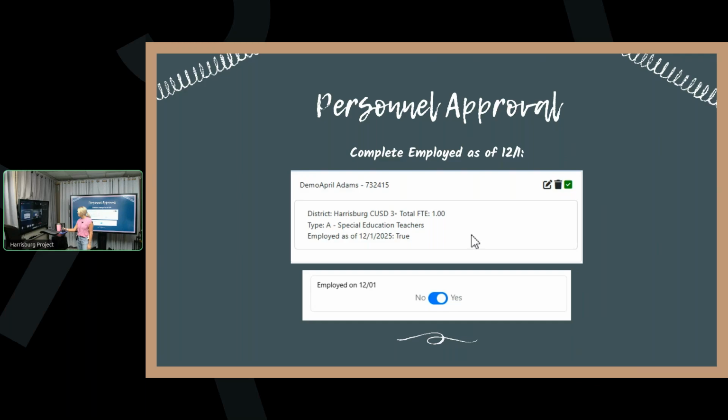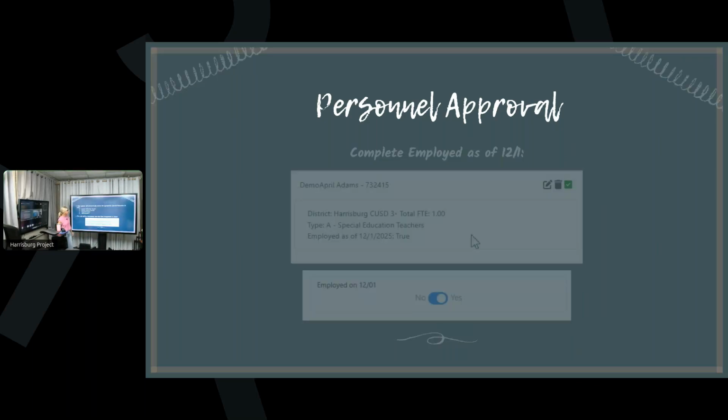You add all of your special ed personnel that fall into the options in the manual. We'll go back through the para codes at the end. We had somebody come in a little bit late, so I'll go through those at the end.